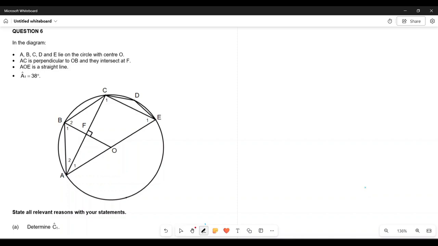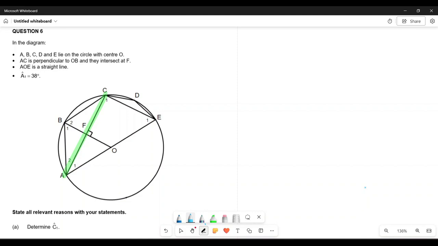But then we're going to get to that. Now they're telling us that AC is perpendicular to OB, right? Now, what is this line AC? Let me try and highlight it here so that you could see the line they're talking about. This is our line AC. And what do we call this line? This is a chord, right? And this is perpendicular to OB.